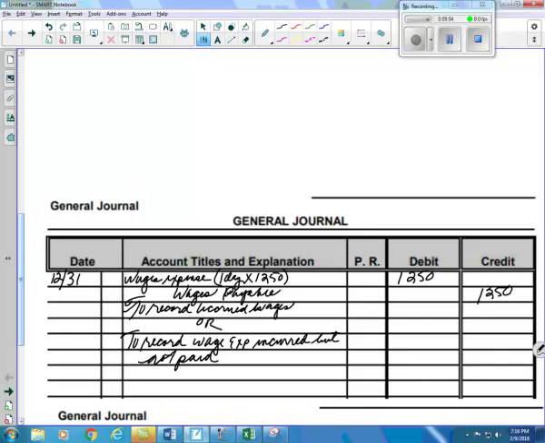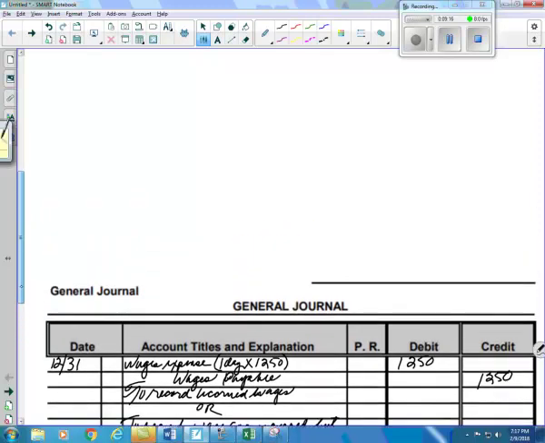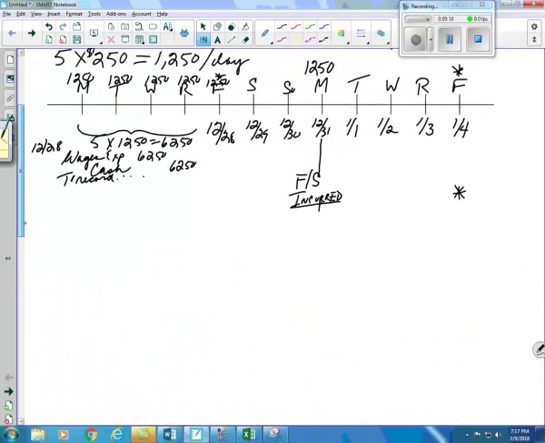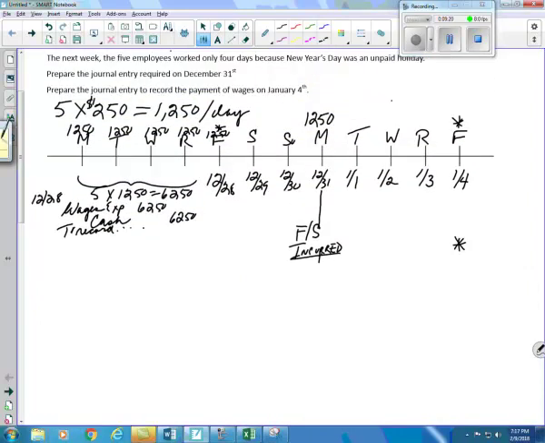So we have to record the expense because it has been incurred, and we have to record the liability because it has not been paid. We owe it. So that completes that journal entry, and we have now properly recorded the expense.